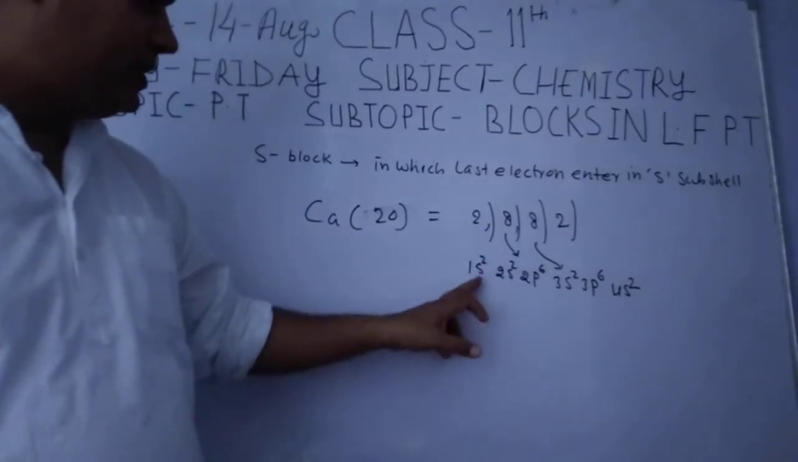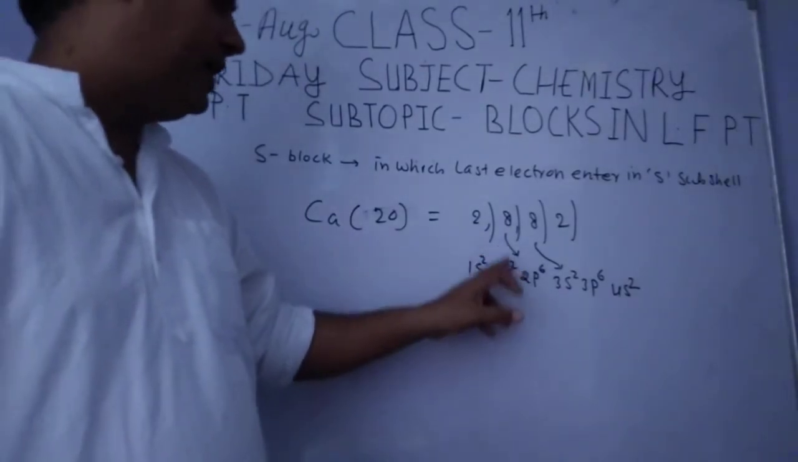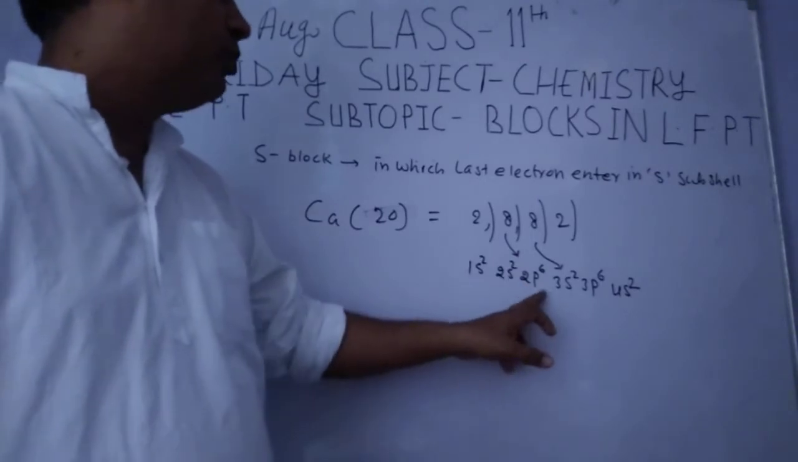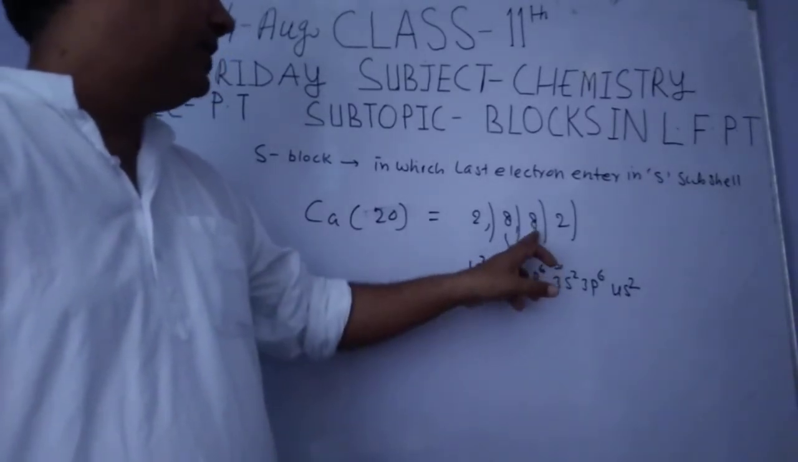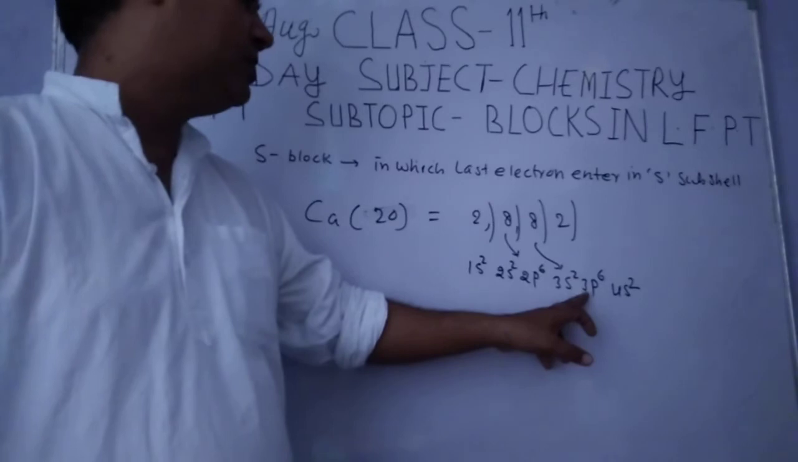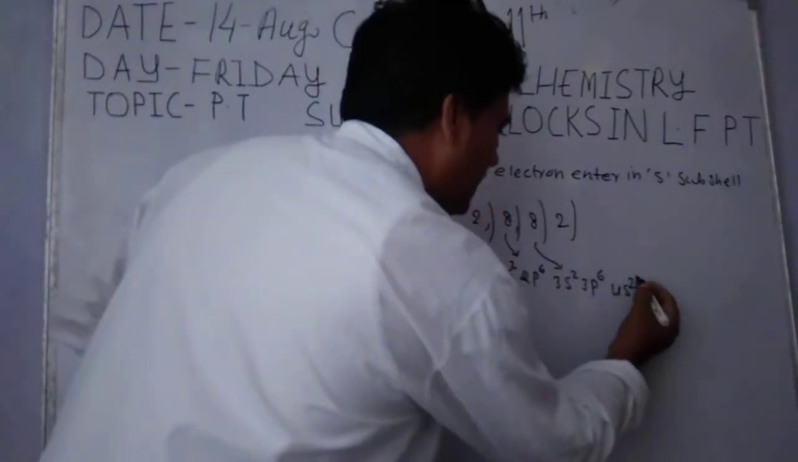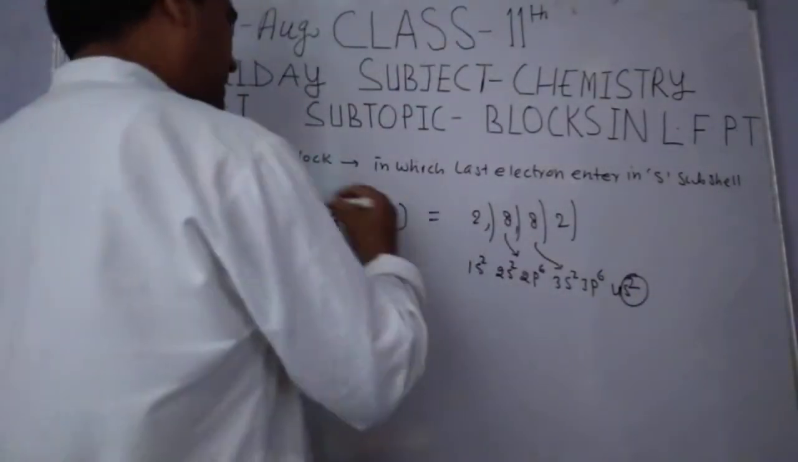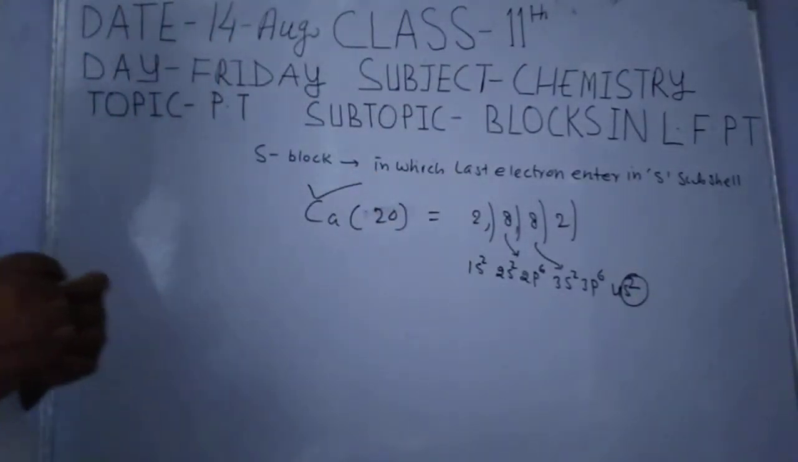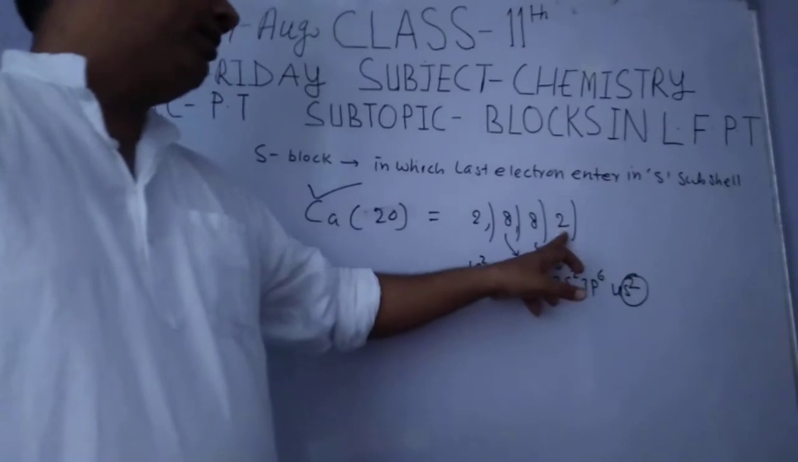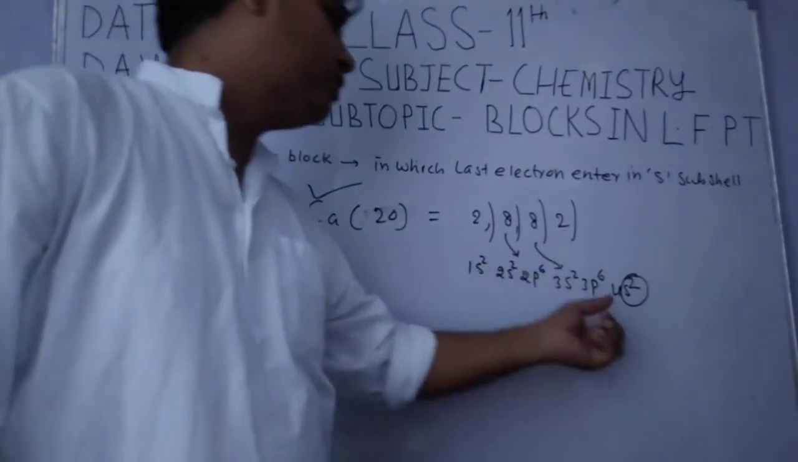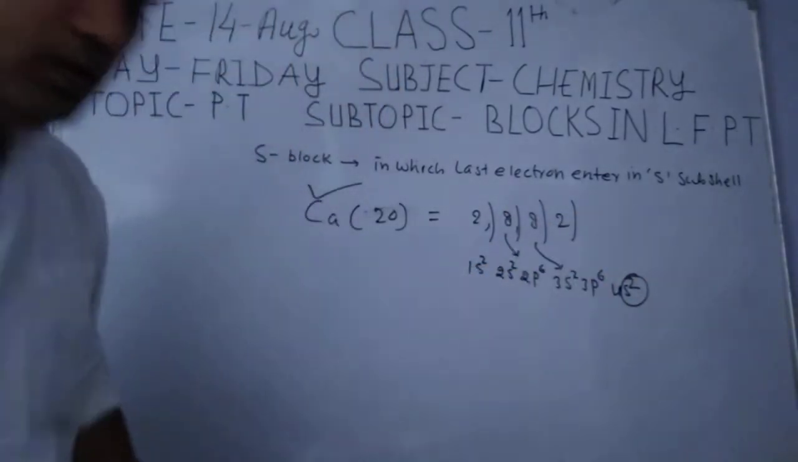In first cell it is written as 1s2, for second cell it is written as 2s2, 2p6, for third cell it is written as 3s2, 3p6 and 4s2. Last electron present in S subcell, so it is a S block element. This is known as valency cell or valence cell. It contains 2 electrons, so its valency is equal to 2.